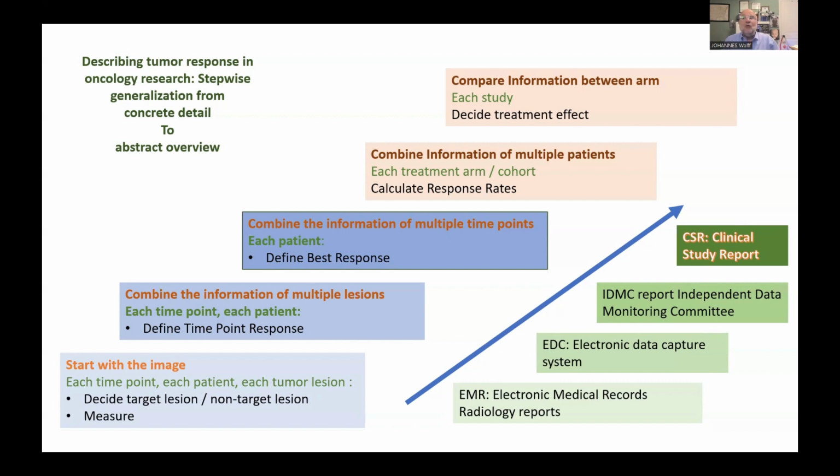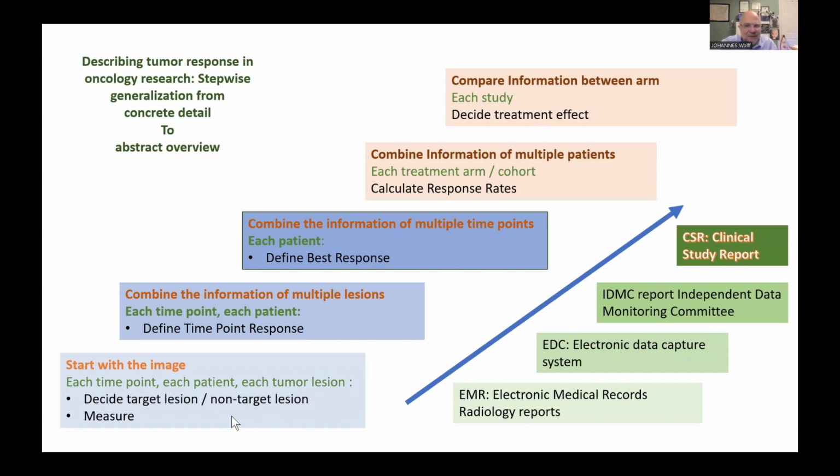Response evaluations and descriptions can also be seen as a process in which information is condensed. It starts with an enormous amount of information about a single patient at a single time point with many different types of lesions, and it ends with a single yes or no, the treatment has worked or not, but with many, many steps in between. The same words of CR, PR, SD, and PD are used at multiple steps, and it is important to understand at which step you are. Otherwise, there is a lot of confusion, which comes up all the time. So let's go through this.